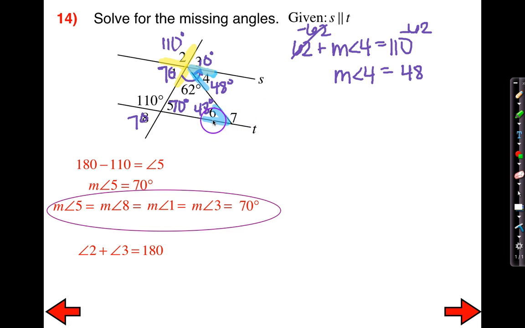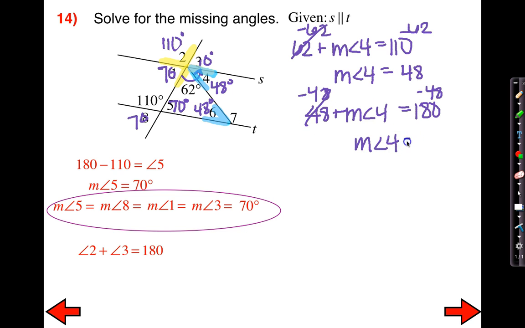And then easily, these are supplementary, so this has to be how much? Well, it has to be 48 plus the measure of angle 7 is 180 degrees, so subtract 48 from both sides. And I'm left with the measure of angle 7 is 132 degrees. I know that was extremely messy, I apologize, but hopefully you're able to follow.